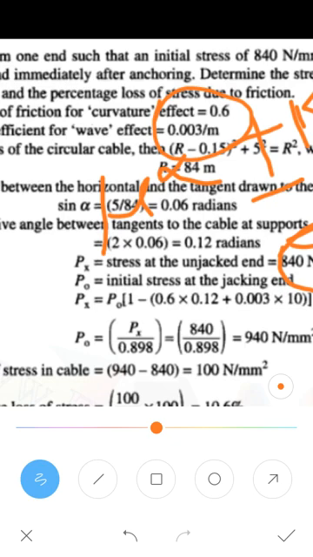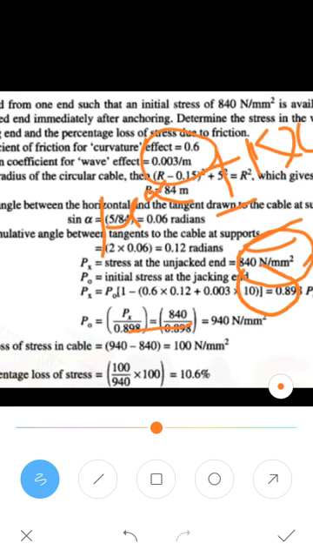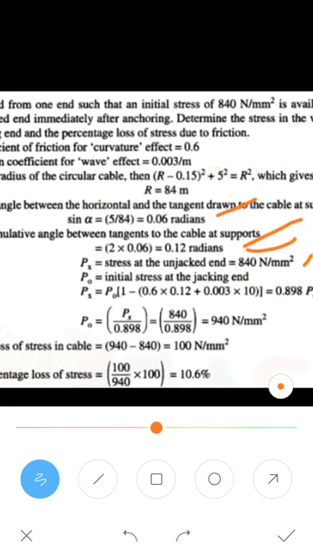The x value is nothing but the length of the section. Here it is given as 10 meter. So you substitute the values. Whatever I am showing here, this 10 value is nothing but the length of the section, that is 10 meter.